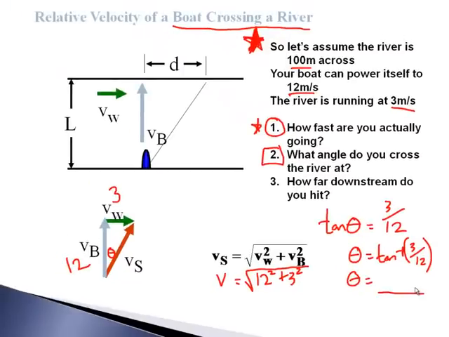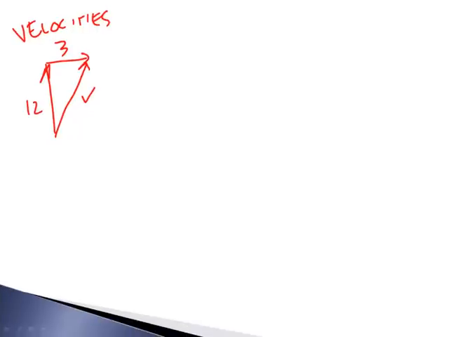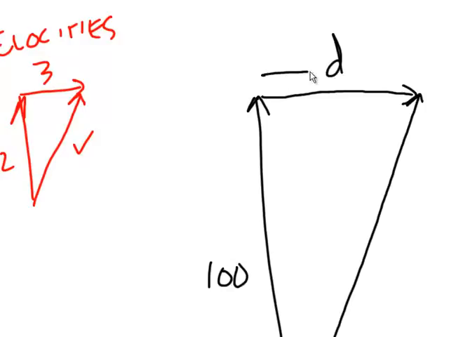Next question is, how far downstream do you hit? Many ways to do this. I want to encourage you to stop and try to think of a way to do it. One of the ways is to say my boat's going at 12 and it's moving at 3 and my result is this value. So this is a picture of my velocities. But I could also draw a picture of my river. This is 100 meters across. That's where I actually go, and this is how far downstream I'm going. This is what I want to solve for.